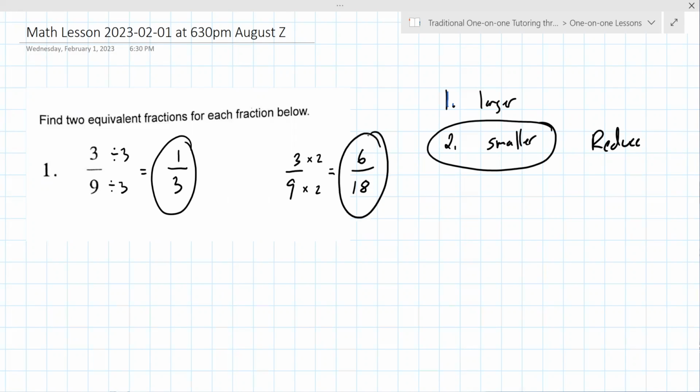And that's your answer. So these are equivalent. Okay. So the idea is that 3/9 is the same as 1/3 is the same as 6/18.